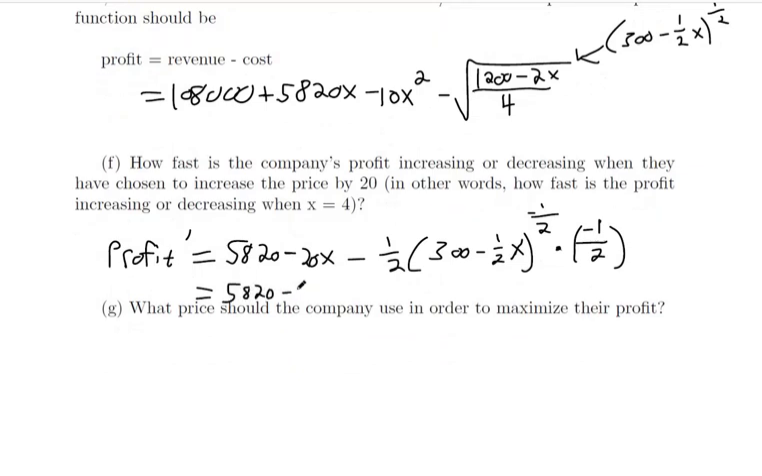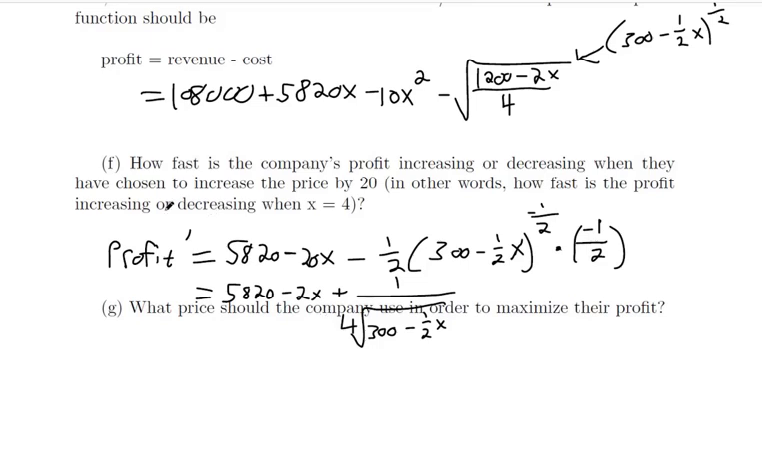Okay, so we got 5,820 minus 2x, and then this is plus. Now this is all to the negative 1/2 power, so we can make that a positive power by putting it in the denominator. So 300 minus 1/2 x, and then this is negative 1/2 times negative 1/2. That made a positive 1/4. Okay, so there's our derivative.